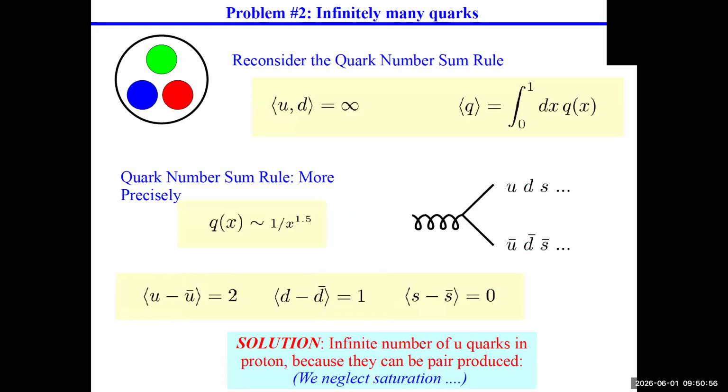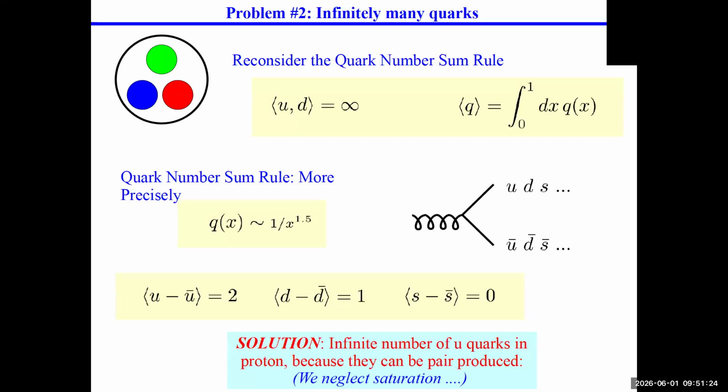Okay, so let's go back to our sum rules and check them now. Because before, when we did the sum rule, I found out there were 2 up quarks and 1 down quark in the proton. But now, because the gluons can split into an infinite number of these, if I do that again, I'll get infinity. In fact, the quark distributions diverge like 1/x to the 1.5 or so, something like that. So what do we do?